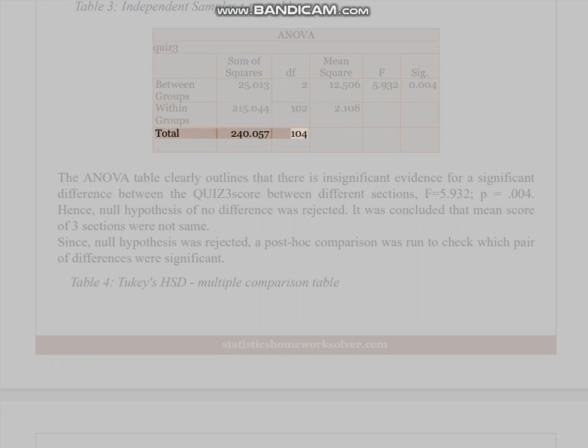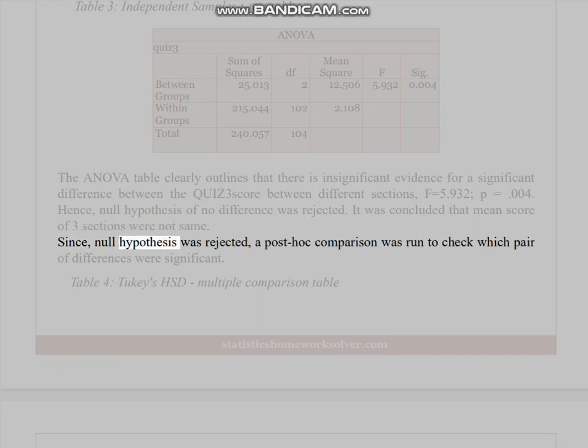The ANOVA table clearly outlines that there is significant evidence for a difference between the Quiz 3 score between different sections, F equals 5.932, P equals 0.004. Hence, the null hypothesis of no difference was rejected. It was concluded that the mean scores of the 3 sections were not the same.